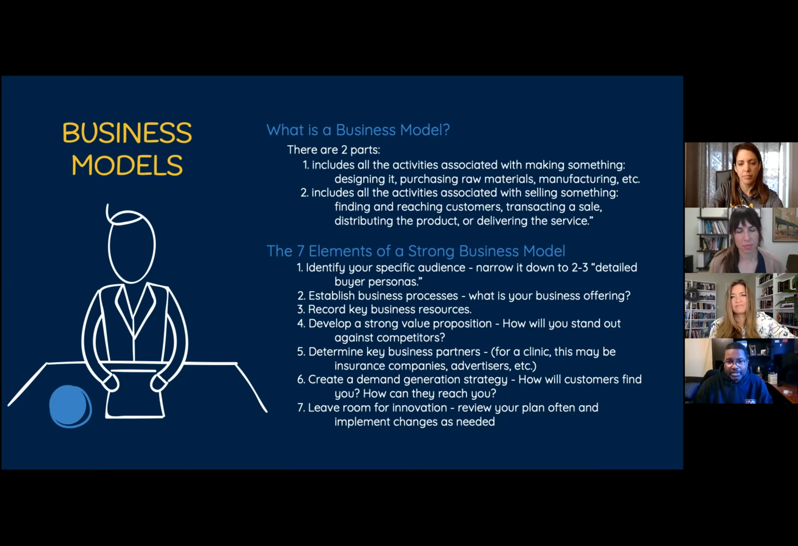There are 7 elements of a strong business model. Again, as you can see on the screen, they are strongly researched. One of the ones I want to talk about specifically is that once you have developed your plan, you need to leave room for innovation. As we saw this past year with COVID, we had to be prepared to change. And that was the one thing: how did you change? A lot of us went online, and the industry changed as well, as we had Zoom and all the different things we were able to use that weren't HIPAA compliant before. So leave room for innovation, review your plan often, and implement those changes as needed.